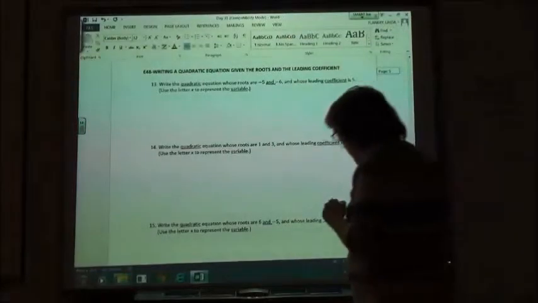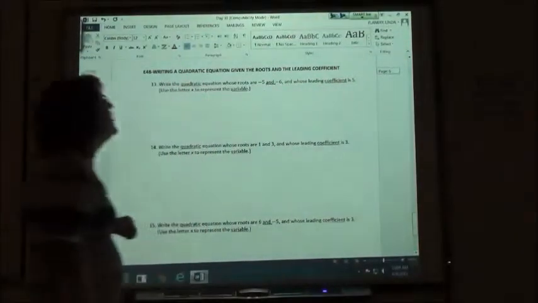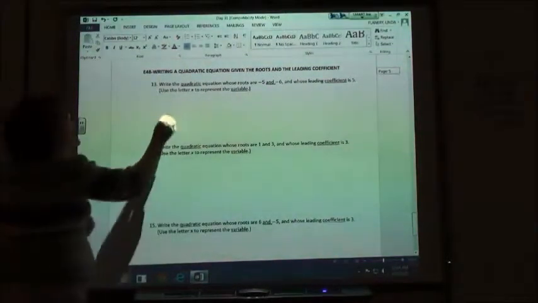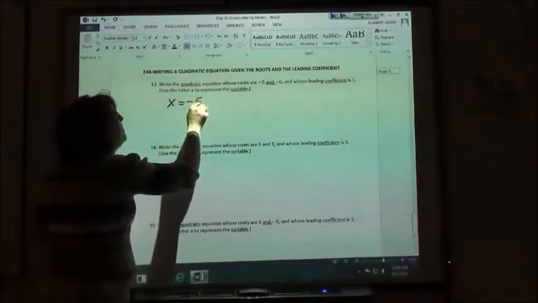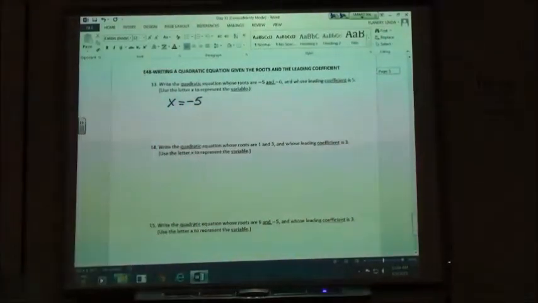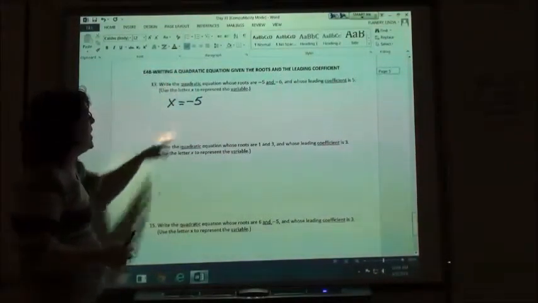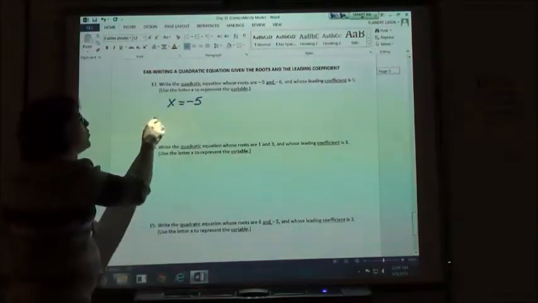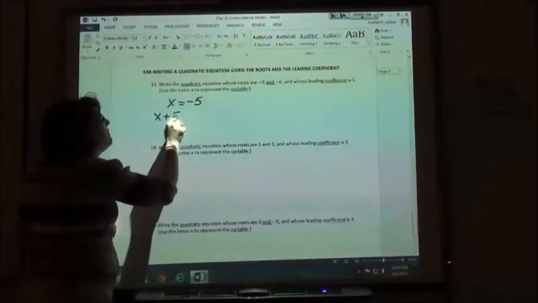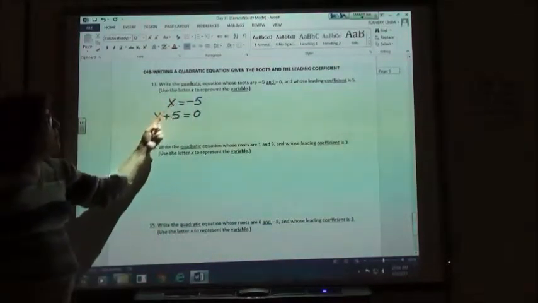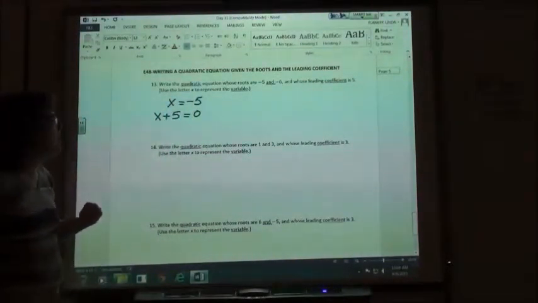And writing a quadratic equation given the roots and the leading coefficients. The roots are just the answers. So if I started out and I had an answer of x equals -5, I want to figure out what factor that came from. Well, when we did that, we did it backwards, so we had to move this over here. If x equaled -5, we would have had x plus 5 equals 0. Right? I'd move my 5 over and make it x plus 5 equals 0.